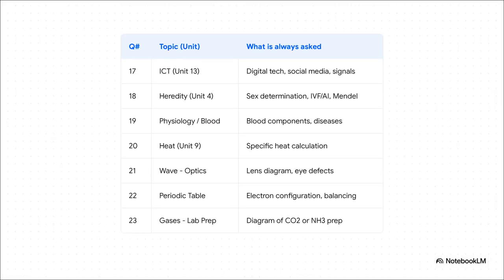And here it is, the cheat sheet, your Tier 1 priority list. Look how specific this is. Question 17, always ICT. Question 18, always heredity. Jump down to 21, it's going to be wave optics, and 23 will be a lab diagram for gases, either CO2 or ammonia. These 7 topics are basically your secret code to acing Group D.